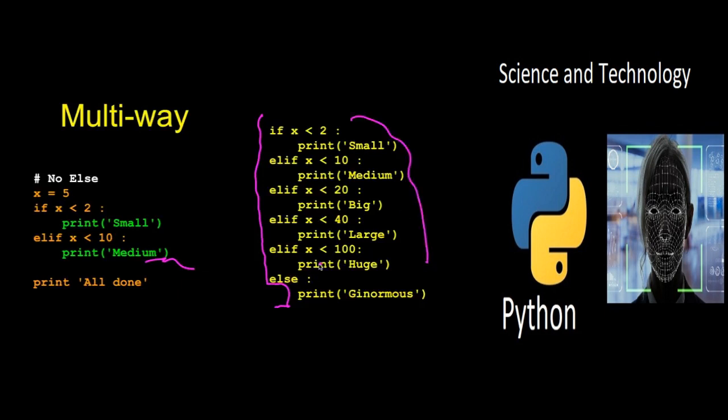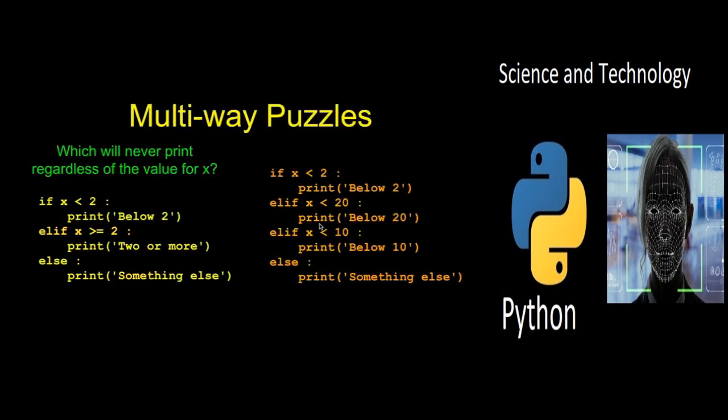So I've got a couple little things. I'll let you pause right now and look at the three or four lines of code, x equals something. Are there lines of code that will never execute regardless of the value for x? I'll let you pause and think about it, and then I'll explain it to you.